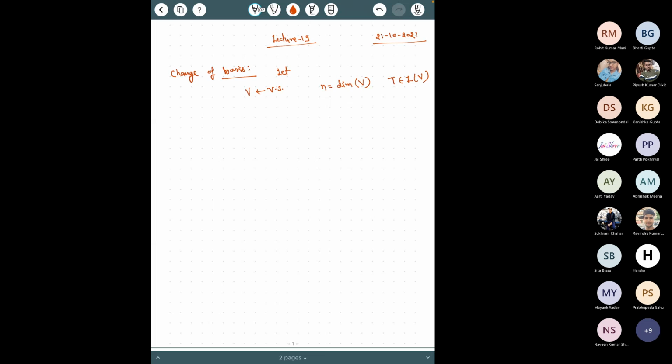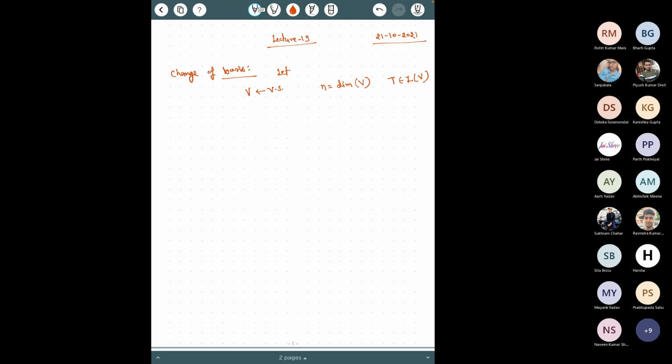So now the question is, suppose we have two bases for this vector space, and we find the matrix representation with respect to these two bases. So I will get two different matrices. Then the question is, what is the relation between these two different matrix representations, or what is the relation between the matrix of T with respect to one basis and the matrix of T with respect to another basis?